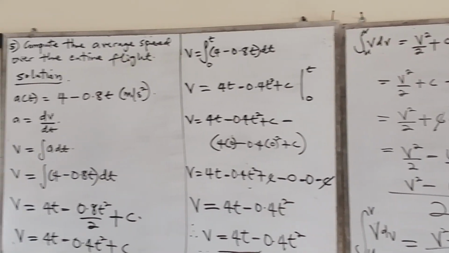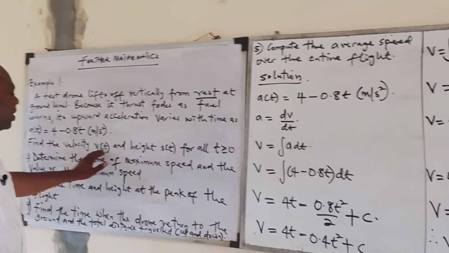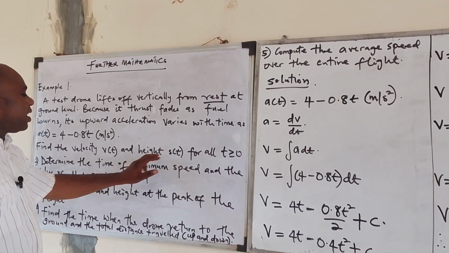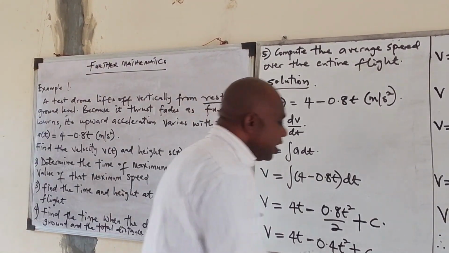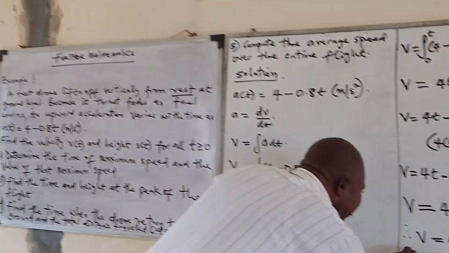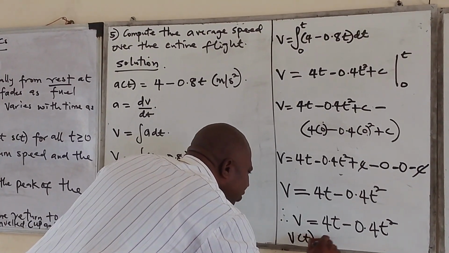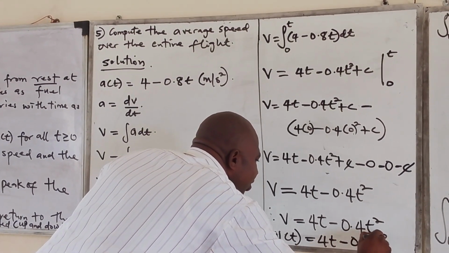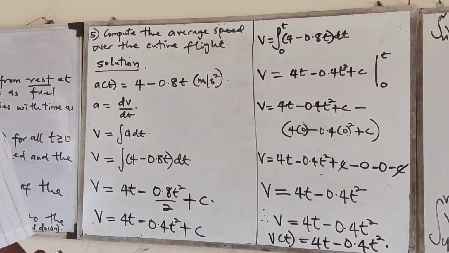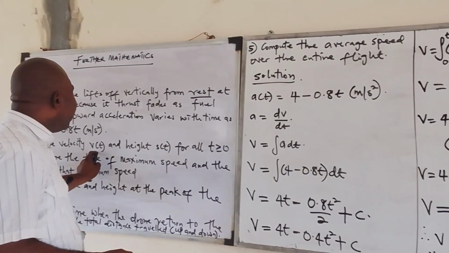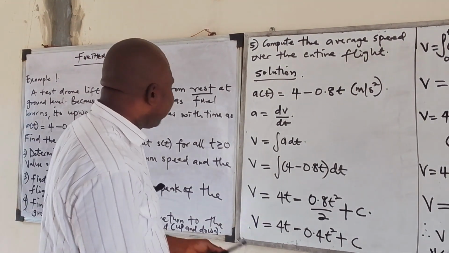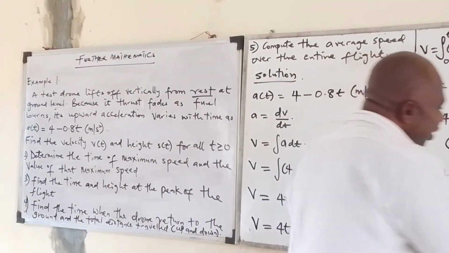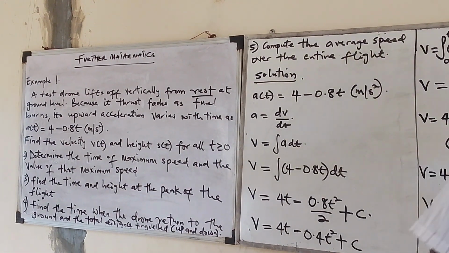Yes, that's the velocity, because we're asked to find the velocity v(t) and height s(t). So now let's include t there. It means the velocity at time t will be equal to 4t minus 0.4t squared. So that is the velocity at time t. Now let's see the height.